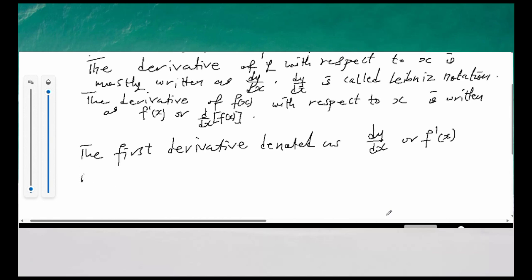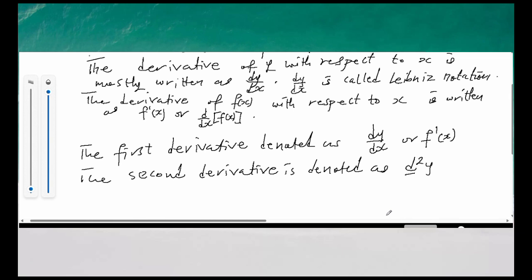The second derivative is denoted as d squared y over dx squared, or f double prime of x.